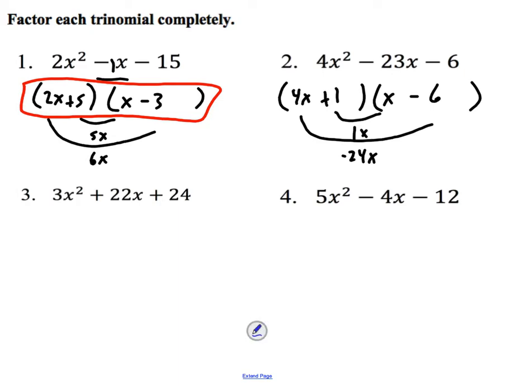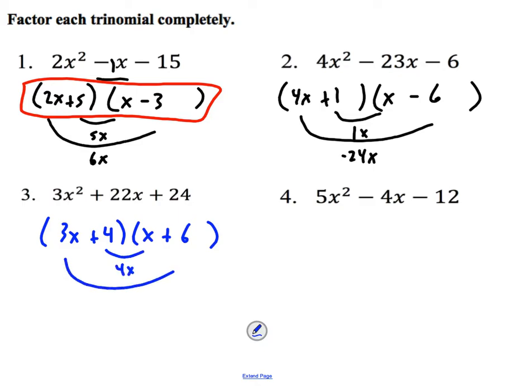All right, so 3x squared plus 22x plus 24. What times what gives you 3x squared? That's 3x and x. What multiplies to give you 24? That's 4 and 6. Check your inners and outers. 4x plus 18x does indeed give us a 22x.